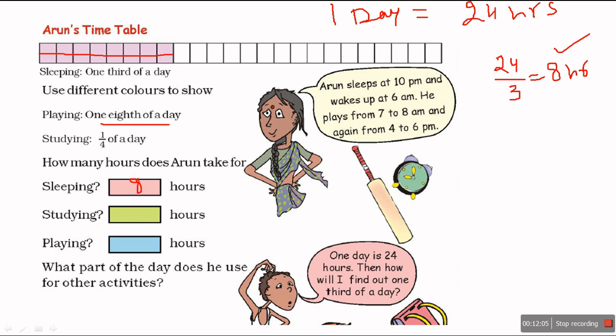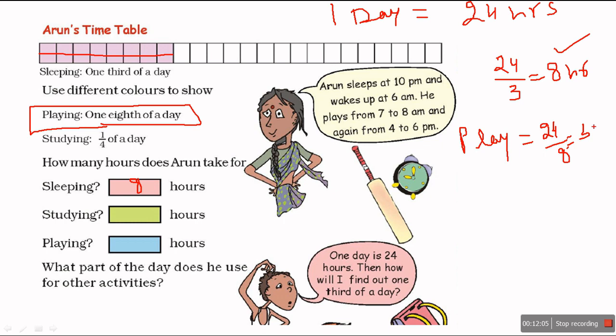Now second is 1/8 of the day. What does he do 1/8 of the day? Playing. Play 1/8 day means 24 hours divided by 8. 8 threes are 24, means 3 hours. So play 3 hours. Let us color 3 boxes. This is play. Okay. So playing hour is 3 hours a day.